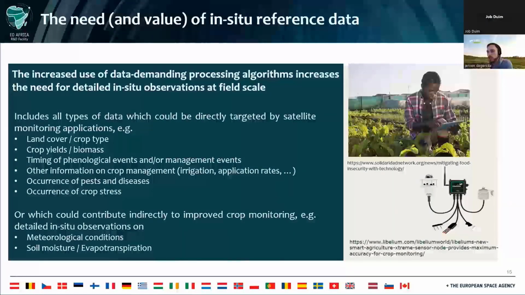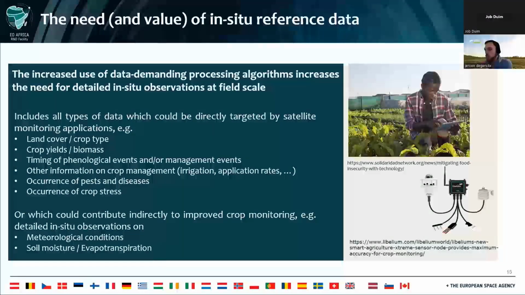Obviously, when we talk about these, especially deep learning algorithms to make sense of all of our data, we should also immediately mention the need and the value of in situ reference data. So all these very fancy algorithms need to be trained to do a specific task, for instance, land cover classification, crop stress detection, etc. That means that we also need, at the field scale, real data, real observations on all of these processes that we want to map based on the satellite data.